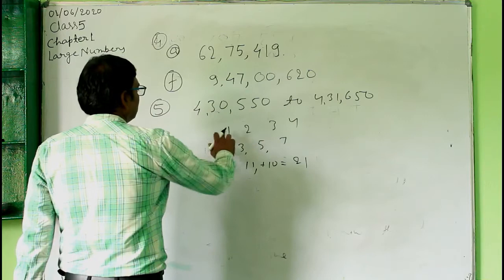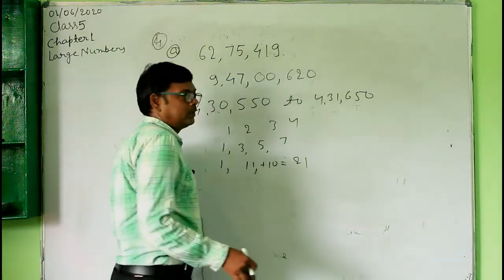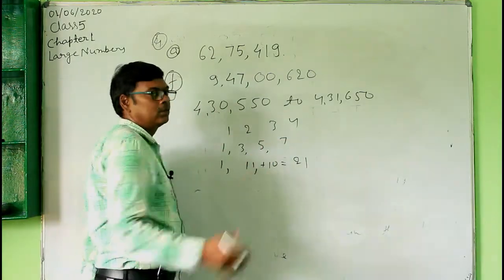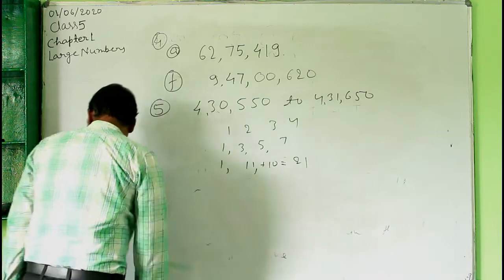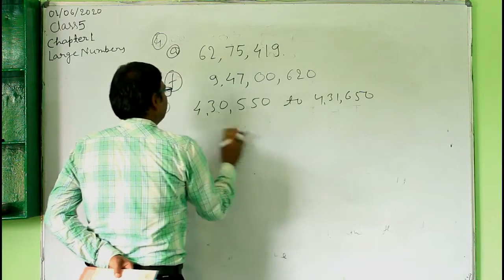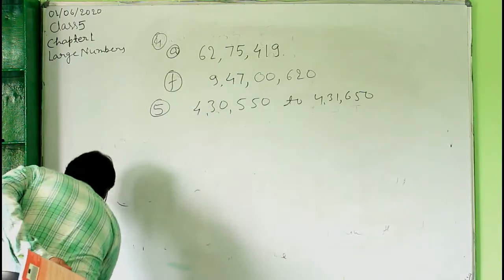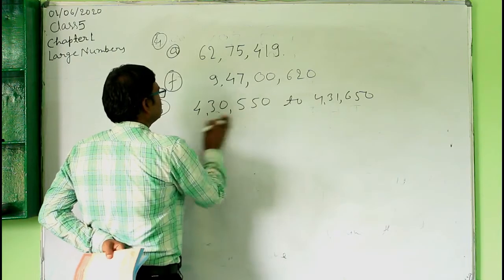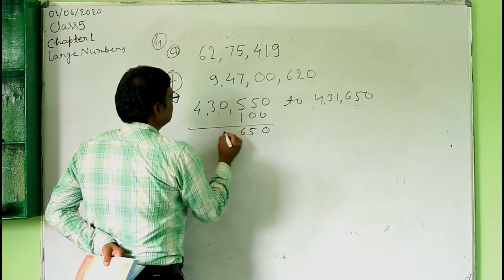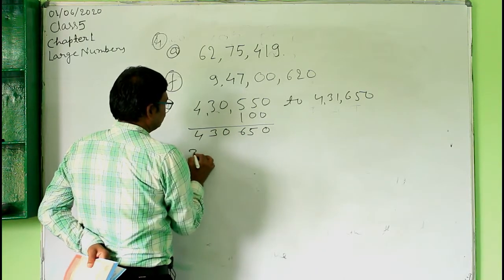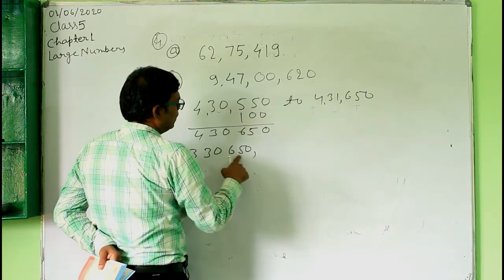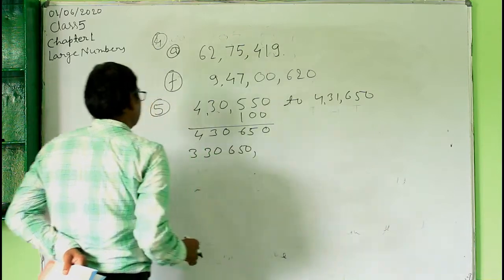Whenever we say counting by 1, it means you will add 1 to the previous number to get the succeeding number. So similarly here, this is counting by 100. So counting by 100 between these two numbers, we will add 100 to this number. If you add 100 here, then you will get 430,650. That is the next number. The next will be, again add 100 here. Then the next number will be.